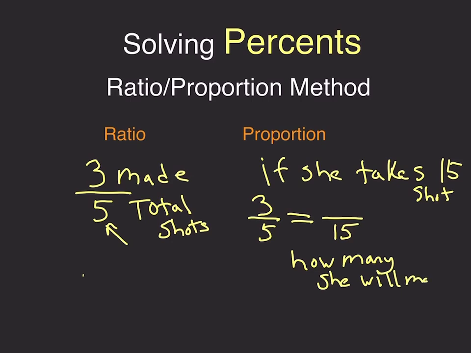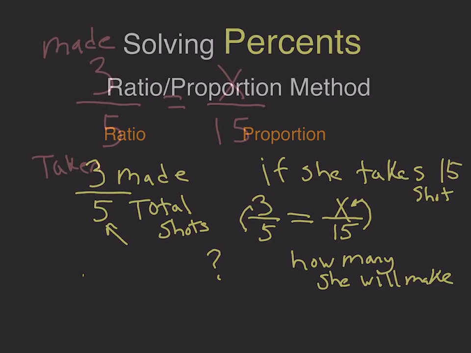Well, when I say how many, that means I don't know. It's kind of like a question mark. But for algebra, let's just use an X, meaning how many shots. She made 3 out of 5. How many would we expect her to make out of 15? This right here is a proportion. Let's see how we solve that.